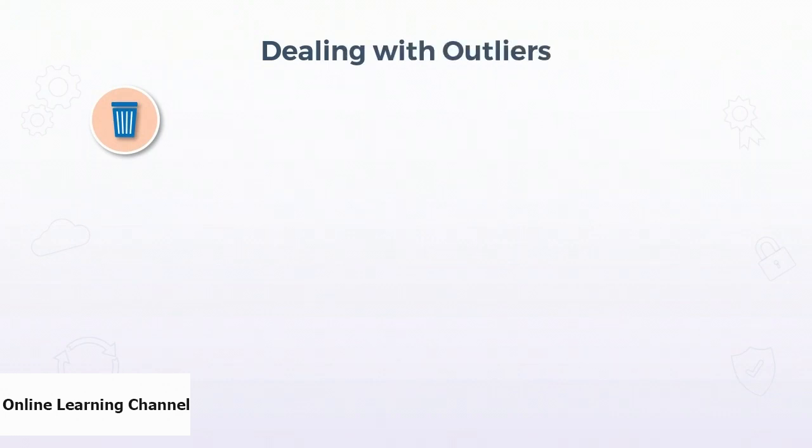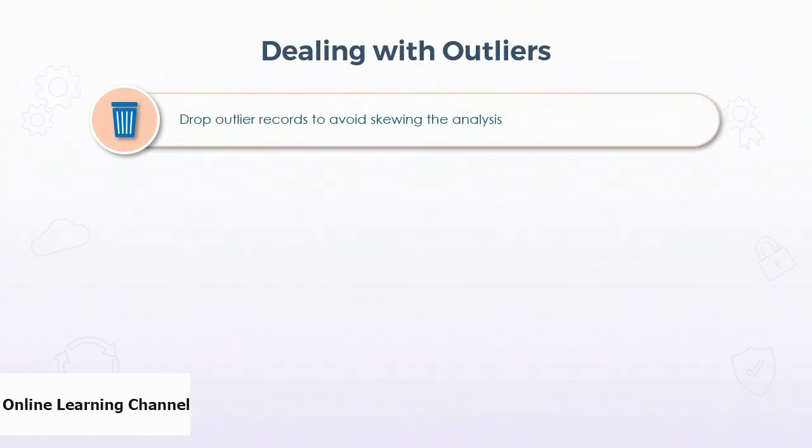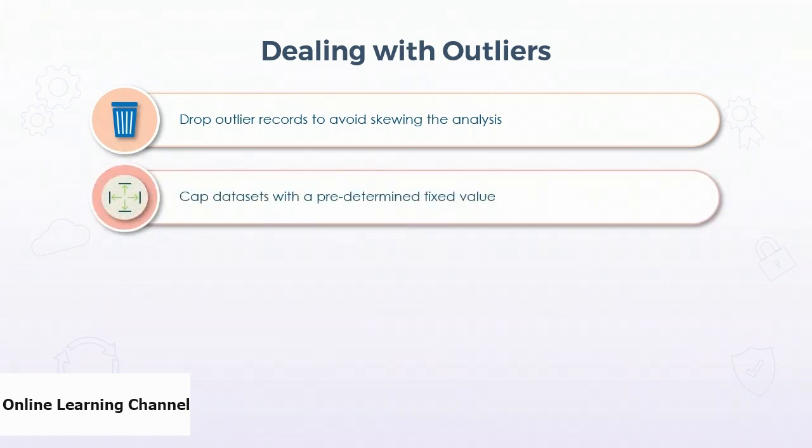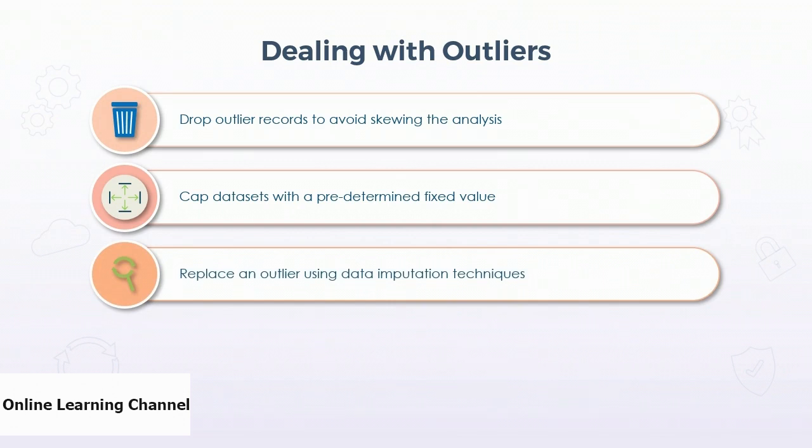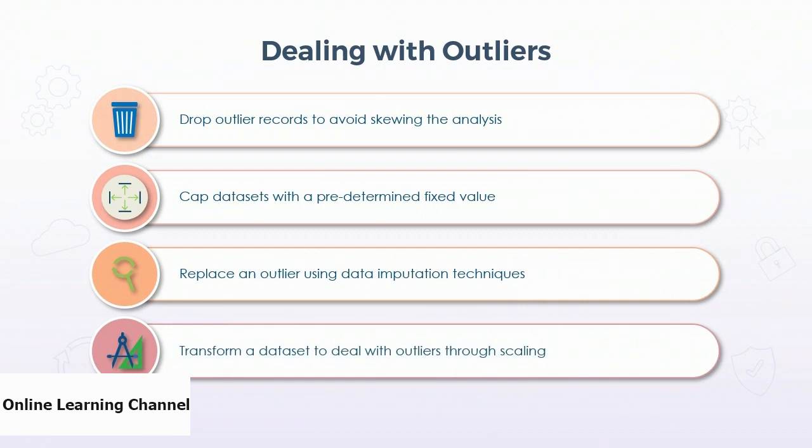Now, let us discuss some approaches in dealing with outliers. One of the common approaches to deal with outliers is to simply drop outlier records to avoid skewing of the analysis. Another common approach is to cap the dataset to a certain value, and any data point beyond the cap level can be considered to have the same capped value. In another approach, an outlier can be replaced by using a data imputation technique, especially when it is ascertained that the outlier is the result of a mistake in data collection. Lastly, the data can be transformed to deal with the outliers. For example, we can change the scale of the dataset from a linear scale to a log scale.